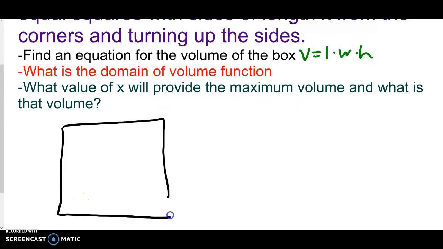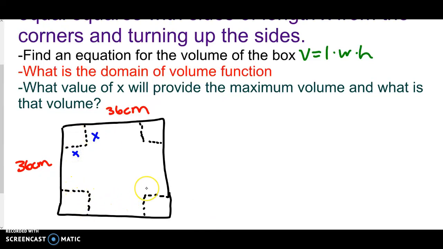So remember we said we are going to make this open box from a square piece, and it says that it's 36 centimeters on a side. So this side is 36 centimeters. This side is 36 centimeters. And it said that we're going to cut these squares out of each corner that are x by x units. Okay, so all of these are x, each square.